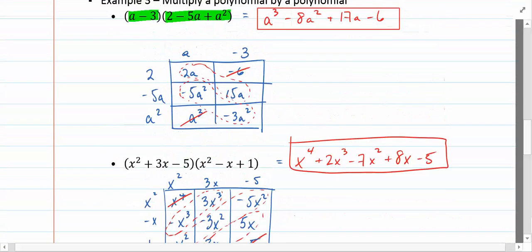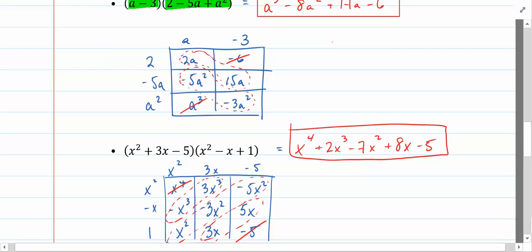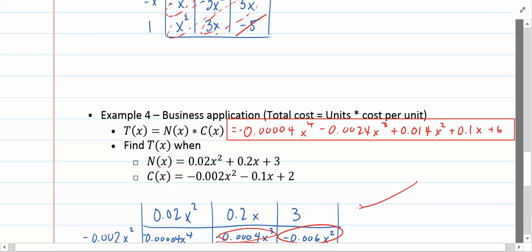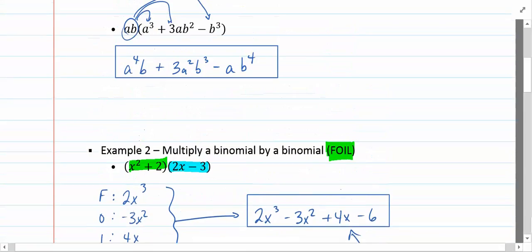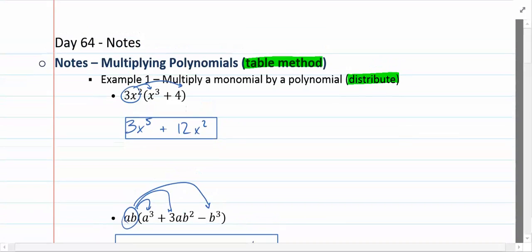So if you have any questions with regards to this new technique, this table technique that we practiced for these last 3 calculations, please be prepared to ask those in class tomorrow, and I'll be sure to help you understand that method. That's something that we'll be using as we move forward.